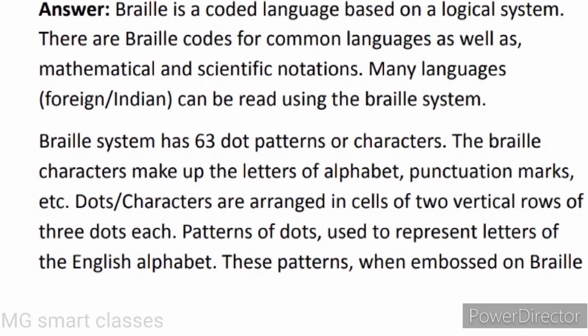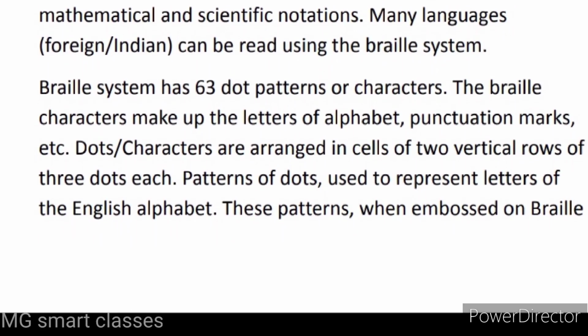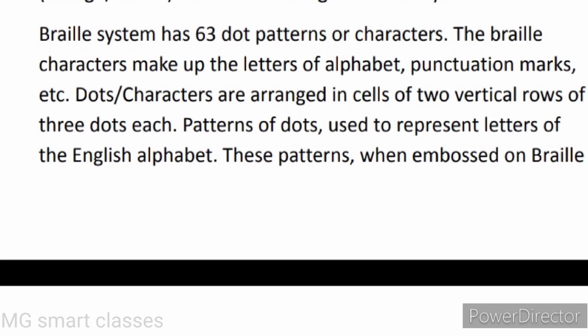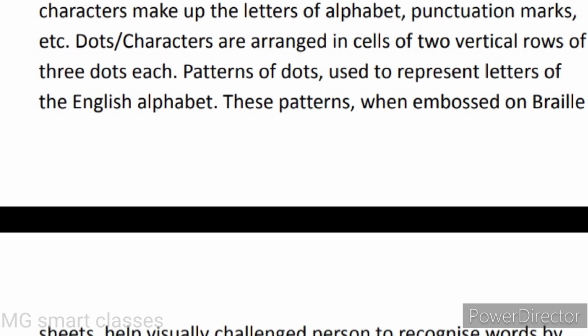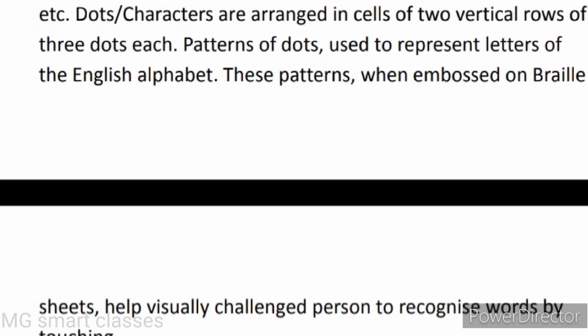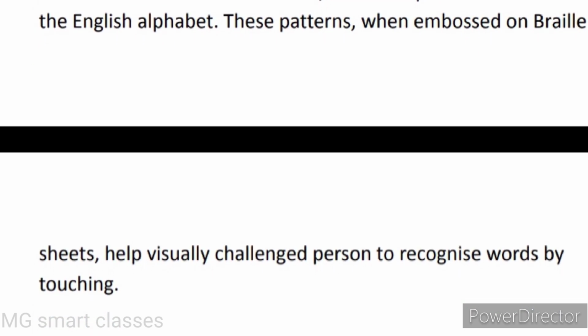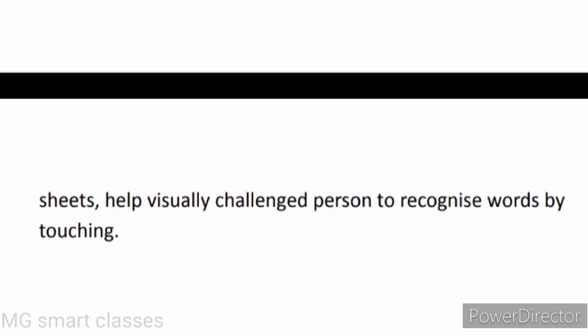Braille system has 63 dot patterns or characters. The Braille characters make up the letters of the alphabet, punctuation marks, etc. Dots or characters are arranged in cells of 2 vertical rows of 3 dots each. Patterns of dots are used to represent letters of the English alphabet. These patterns, when embossed on Braille sheets, help visually challenged persons to recognize words by touching.